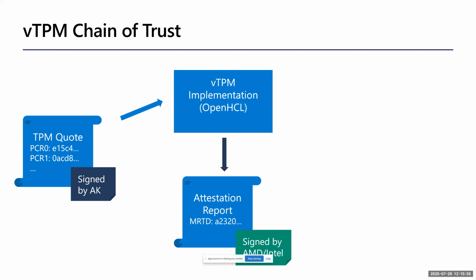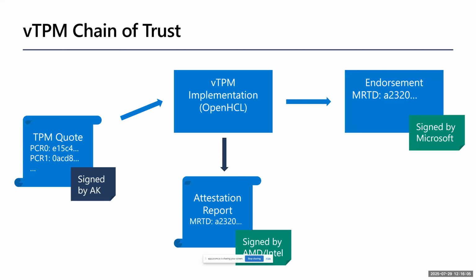At this point, this tells us what OpenHCL is running, but it doesn't necessarily put any trust into that OpenHCL. For that, we need another thing, which is a signed endorsement over the expected measurement of an OpenHCL. Currently, every time we produce a known good build of OpenHCL, we create an endorsement with the expected measurement and sign that endorsement with our HCL signing key.